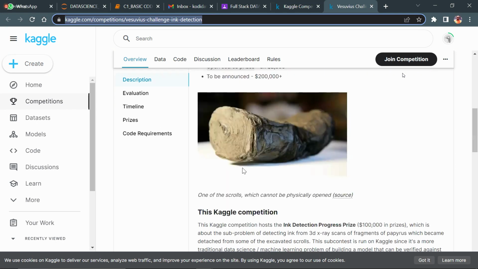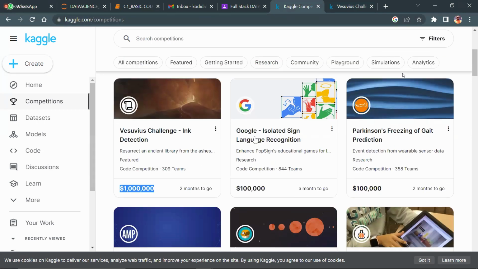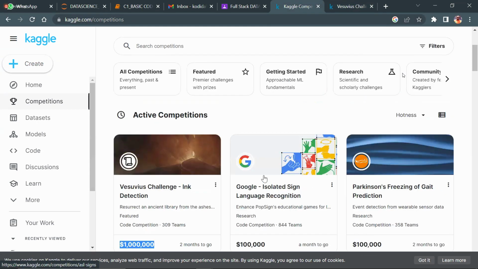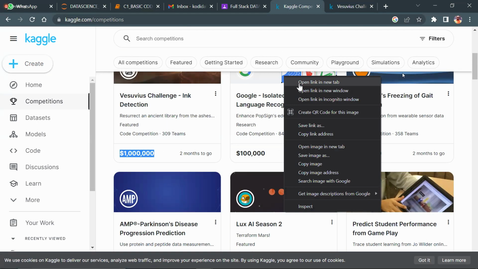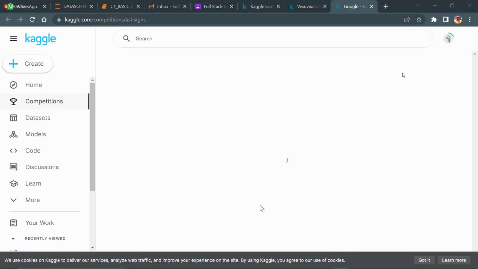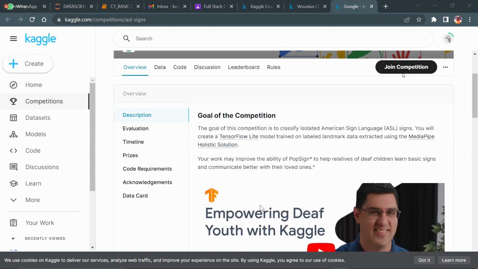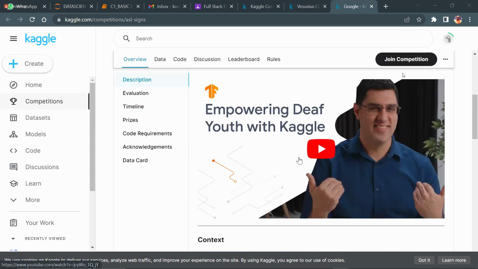So what exactly I'm trying to look at, a lot of prize monies we have. Isolated sign language recognition. I think when you have a demo, I talked about this demo. I talked about how a person gets birth, how exactly he can speak, how to recognize, how AI could help deaf kids, isn't it? So all these projects have.